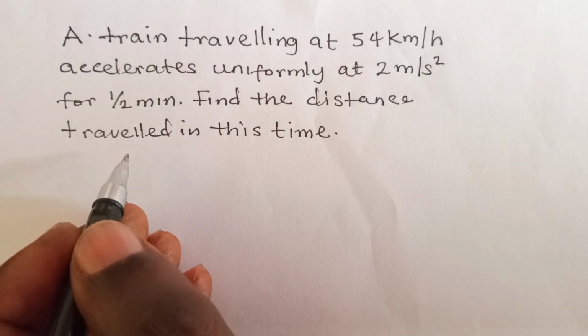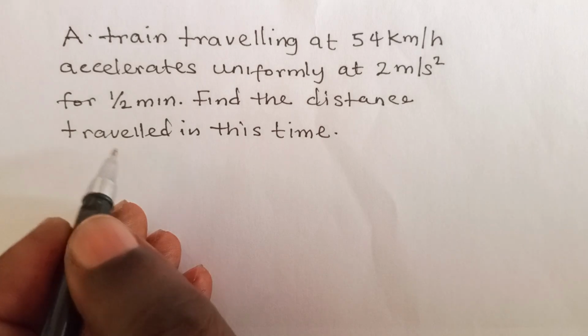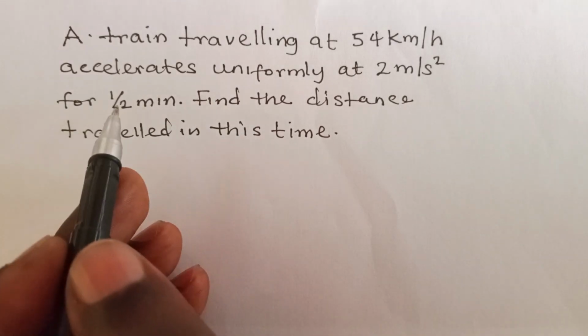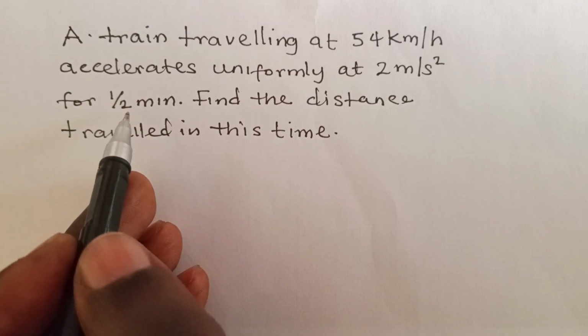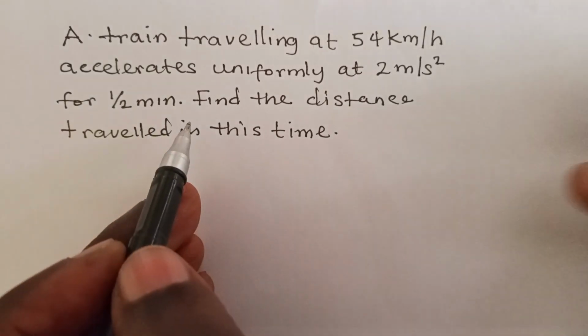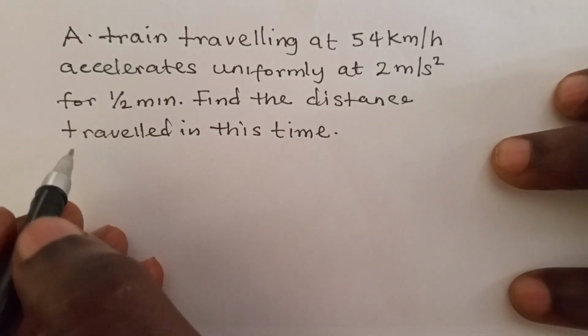The question says a train traveling at 54 kilometers per hour accelerates uniformly at 2 meters per second squared for half a minute. We're asked to find the distance traveled in this time. So how do we solve that problem?